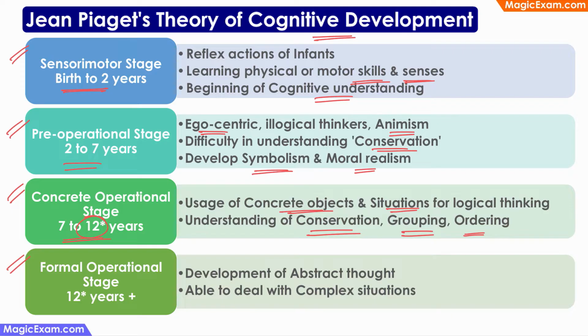And finally, the formal operational stage. This is pretty much very close to adulthood, right? And here the child is able to understand abstract thought. Now, the child can solve mental puzzles and not just physical puzzles. And the child is also able to deal with complex situations. So these are the 4 stages of Jean Piaget's theory of cognitive development.